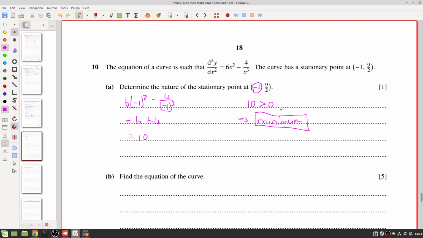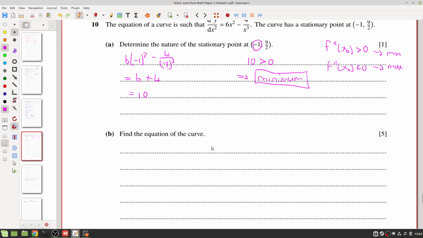Okay, good. Now find the equation of the curve. So let's basically just do this again. So if we have a second derivative of some value being positive, that means a minimum stationary point. And if we've got a second derivative of some value being negative, that means we've got a maximum stationary point. So this is important to know. Now find the equation of the curve.